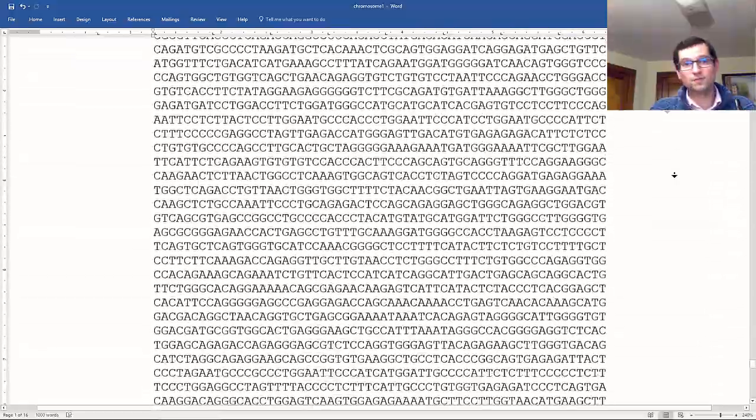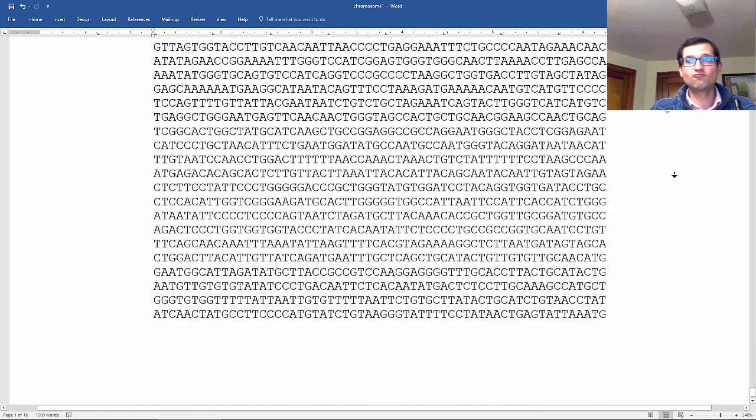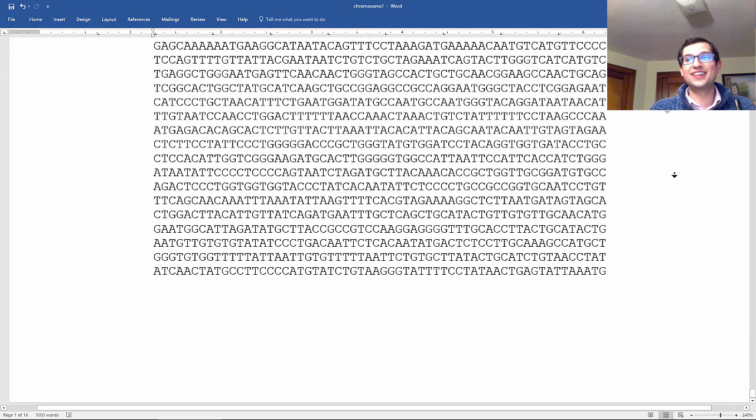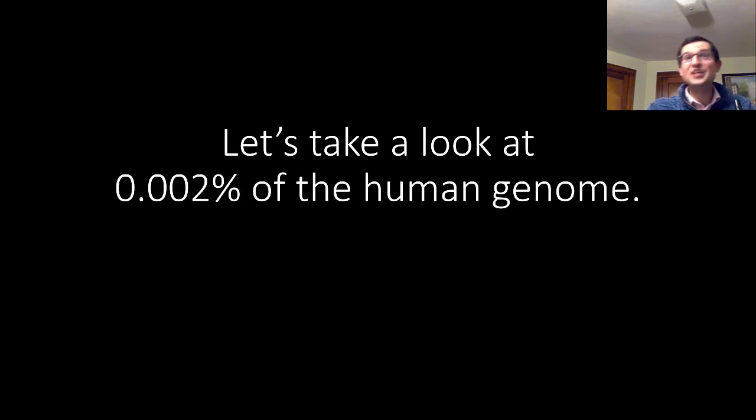Nearly there. There we are at the end. So what you've just seen scrolling past is 0.002% of your genome. 0.002% of all the 3 billion base pairs that make up your genetic identity. Pretty amazing. So you've just seen a sneak peek of just a snippet, just the tiniest fraction of your genome. You've seen it's really, really big.